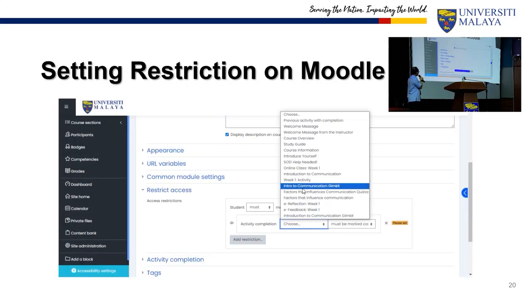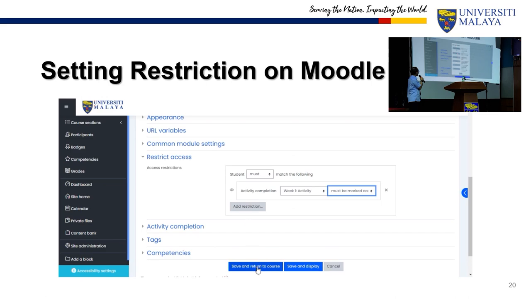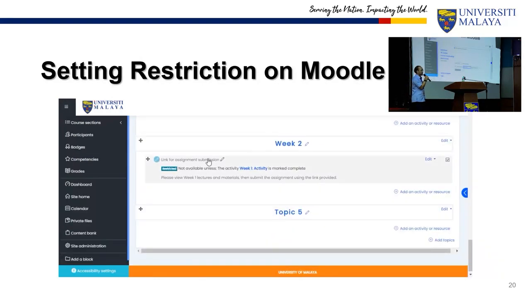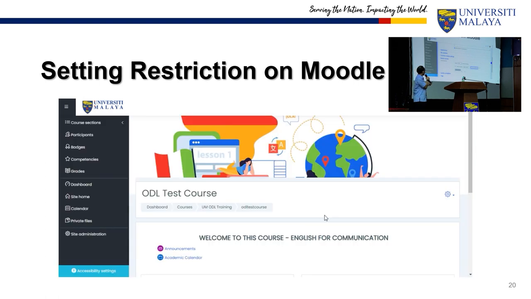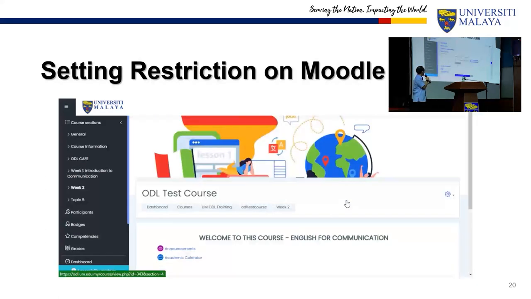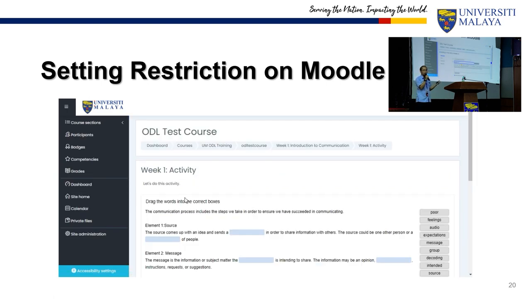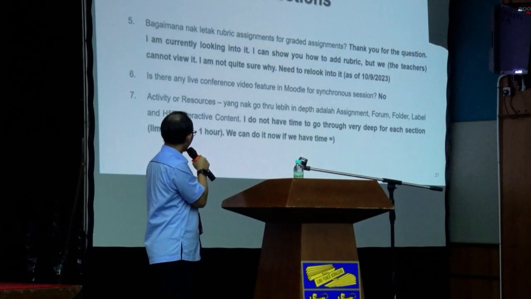What you can do is, underneath here, there's a restrict access. If you click on that, you can add restrict access and then activity completion. So students who have completed a certain activity that you set can then proceed to the next stage. Again, you can explore all the settings for each module inside Spectrum. There is this restriction. Okay, a few more questions before we finish.